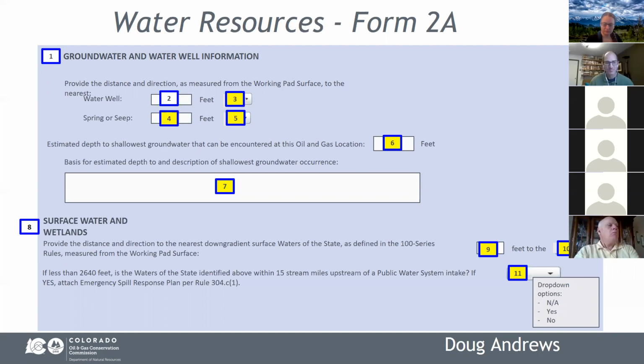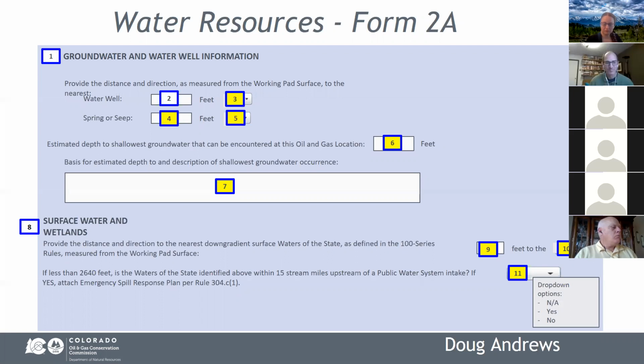So again, like the cultural tab, here's a mock-up of what we presented to the developers on how to change the Form 2A for this tab. And I've highlighted those data fields that have either brand new or significant changes. And the first part of the Water Resources tab is now where you provide us information on groundwater and water wells. So similar to the cultural tab, we're asking now for both the distance and direction to not only water wells, the nearest water well like we always have, but we've also added a spring or seep. We wanted to know where the nearest one of those is.